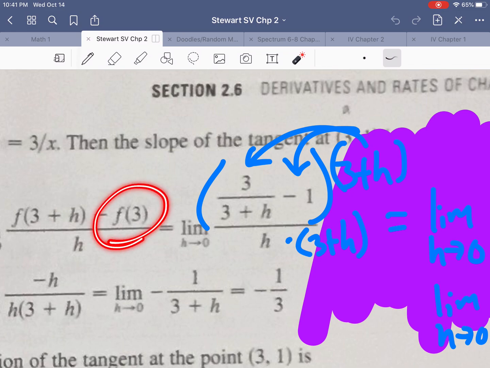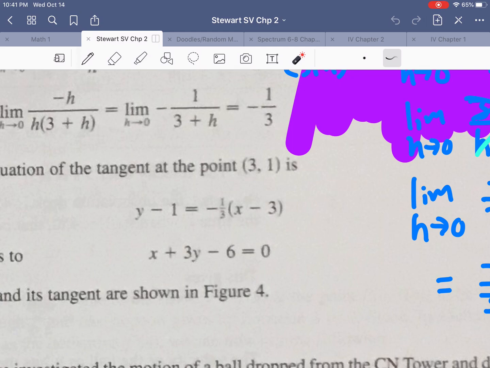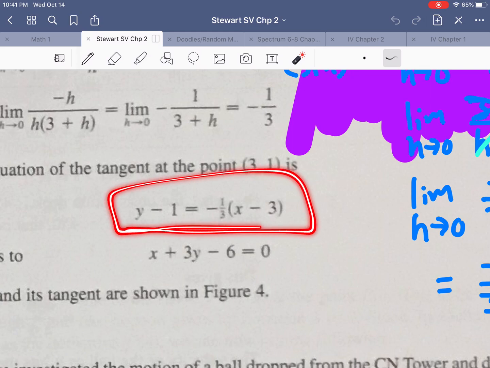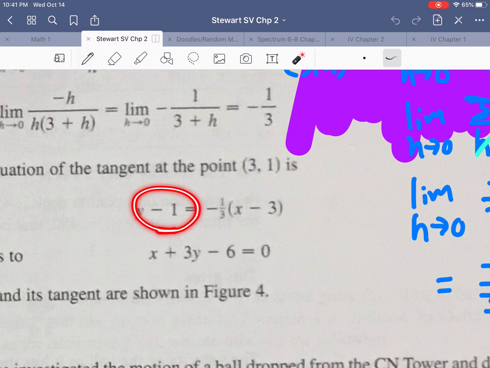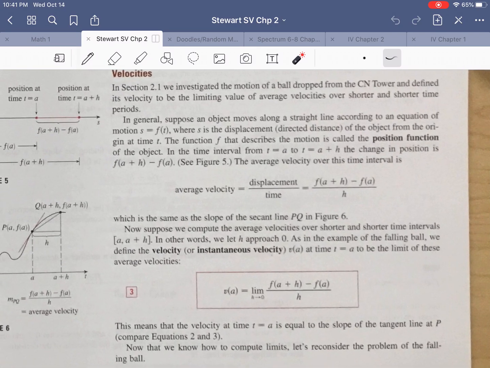Well, I know it's at 3, and my function is 3 over x, so my coordinate has to be 3, comma 1. So if I write my equation of my tangent, it's, hey, look at that, y minus 1 equals negative 1/3 times x minus 3. That was my y value, that was my x value, and here's my slope. If you have any questions about that, please let me know.